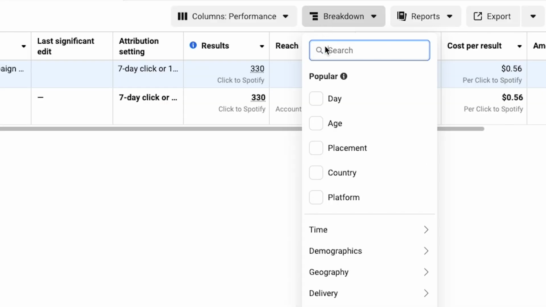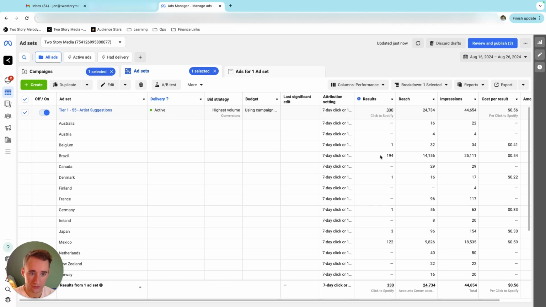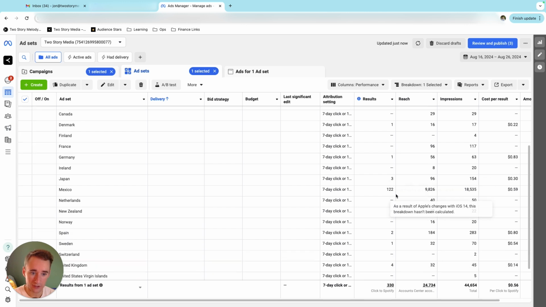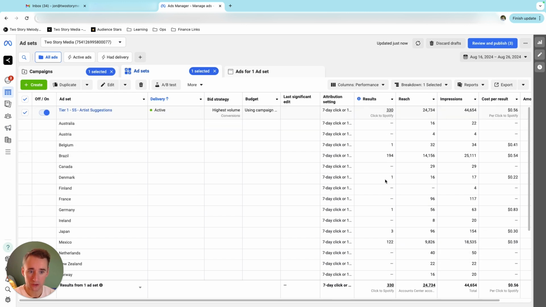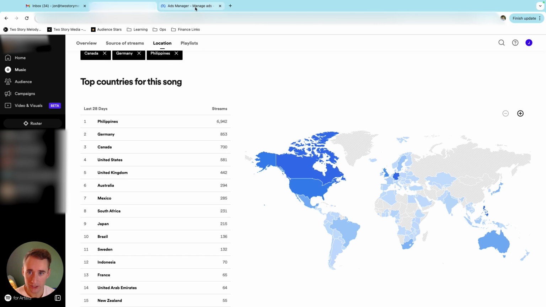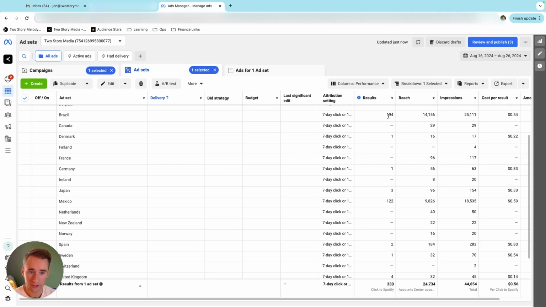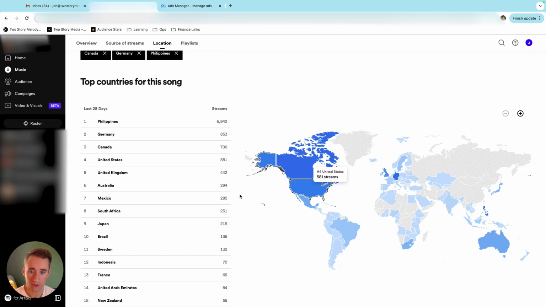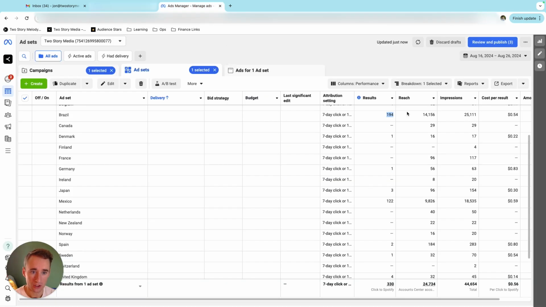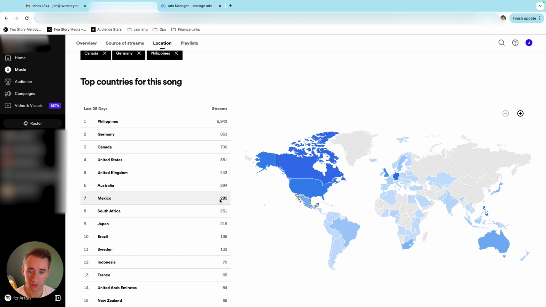So I went to breakdown and country, and you can see here Brazil is getting a ton of the results, and so is Mexico. And so here is the simple trick. Basically every single click here, you would want to have streamed the song. So if we see a number that is lower than the clicks in a country here, that is a red flag that that audience in that country is not actually translating to streams.